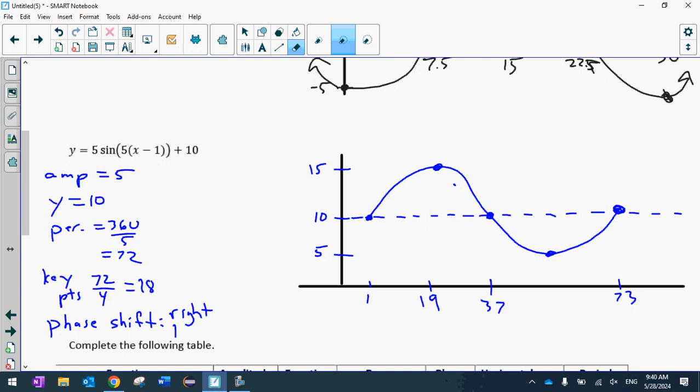37 plus 19, this is halfway again. Or I can just add 19, which is, either way, it's 56. No, is that right? 37 and, yeah, 56.